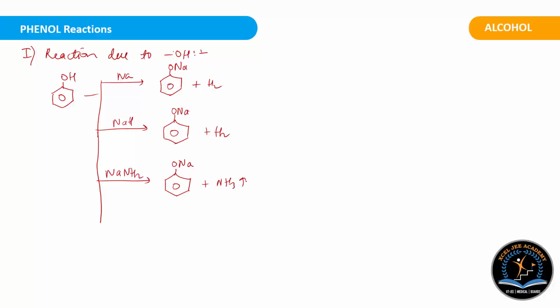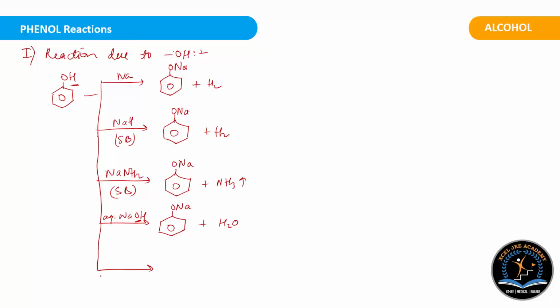So this is an acid-base reaction; this is a strong base, and this is also a strong base. Then the next one is the reaction with aqueous NaOH. In this case the phenol oxygen gets sodium, and the hydrogen combines with OH, that is H2O, which will be released. Okay, so these are the reactions related to OH.